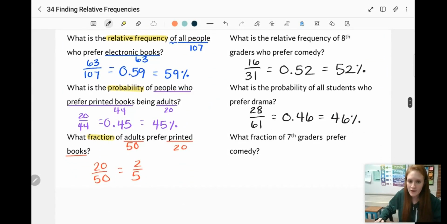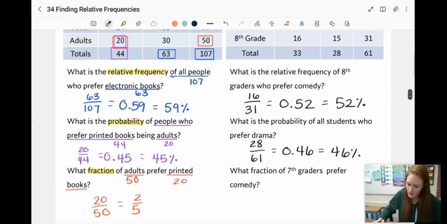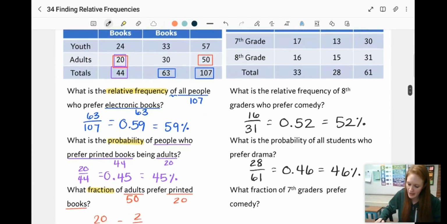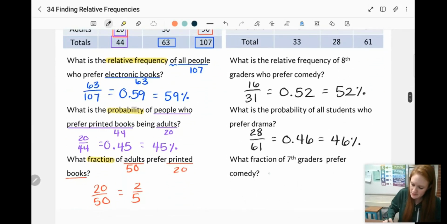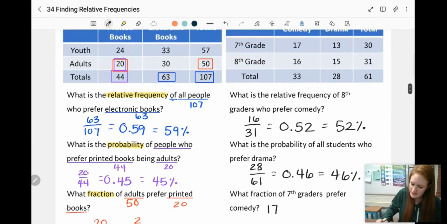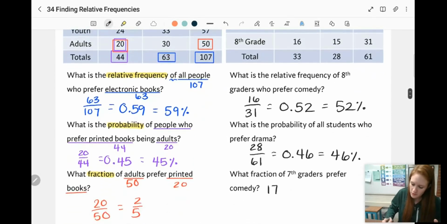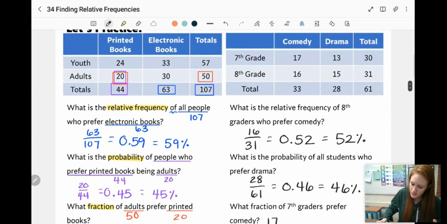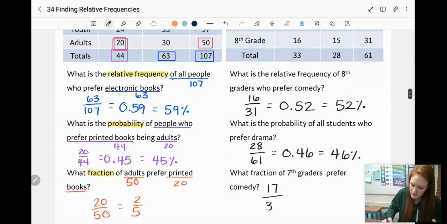And finally, what fraction of 7th graders prefer comedy? So on this one, there were 17 out of the 30 who preferred comedy. I could probably just leave it as a fraction, seeing if it could be simplified. 17 is a prime number, so there is no simplifying here.